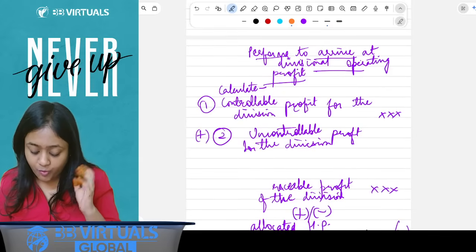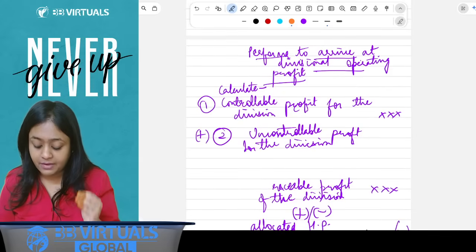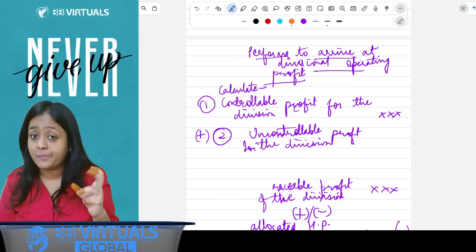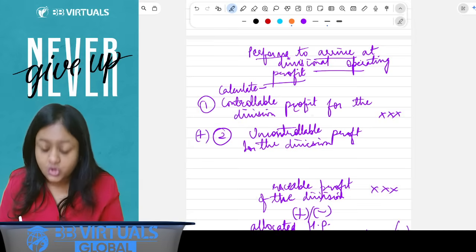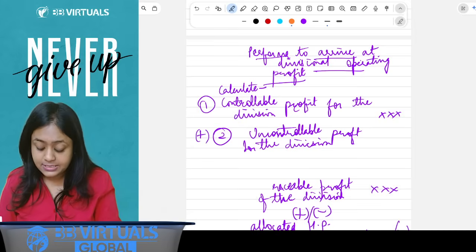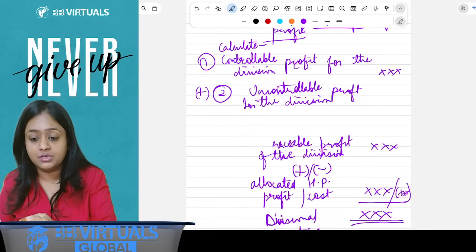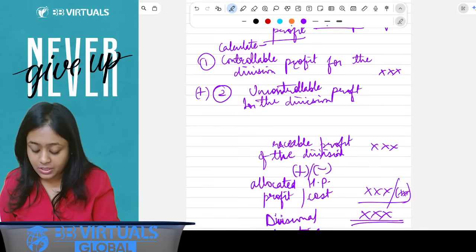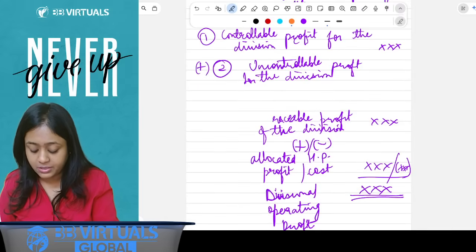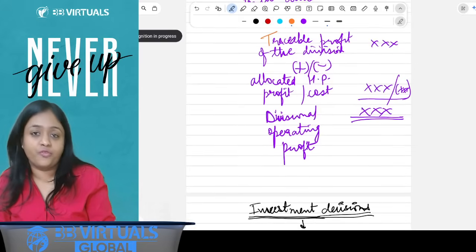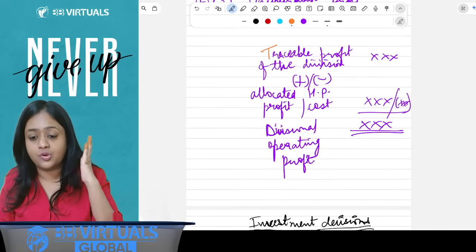Okay, now what is the pro forma that we use to arrive at a divisional operating profit? Always remember this pro forma, these steps. Step 1, calculate controllable profit for the division. Step 2, add to it uncontrollable profit for the division. So what you will get will be the traceable profit for the division. Okay, traceable. You will get traceable profit for the division, controllable and uncontrollable both.